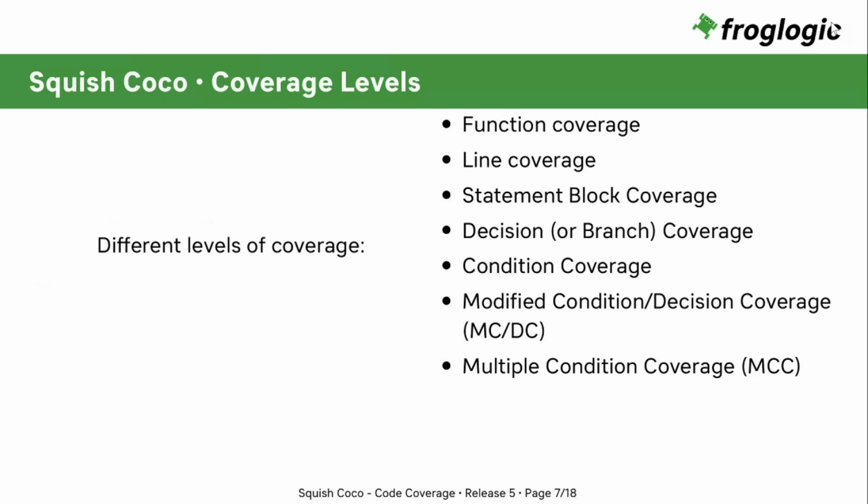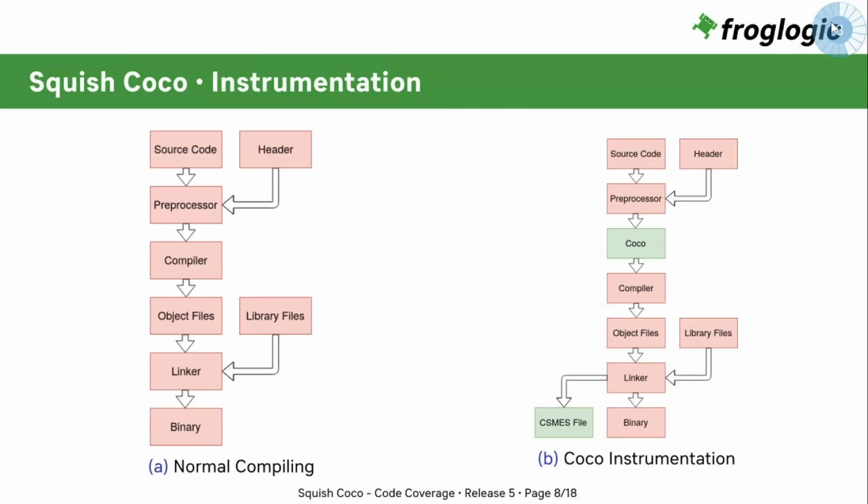Next step, how does Coco work? On the left side, we have our normal compiling of your source code into the binary. On the right side, we see that after the preprocessing step, we add a little bit of code to the preprocessed code, and then at the linking process down here, we generate a CSMS file which holds all the necessary information for us, which will be needed further with the CSMS file, a CSX file. Sorry, you will see this in the next step.